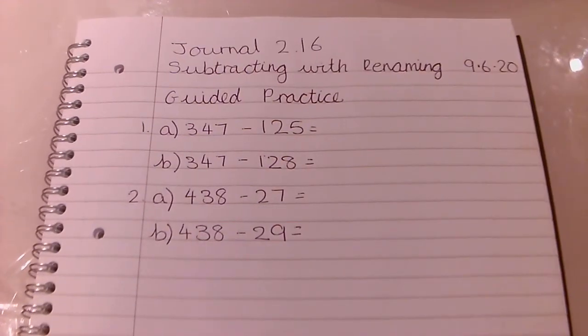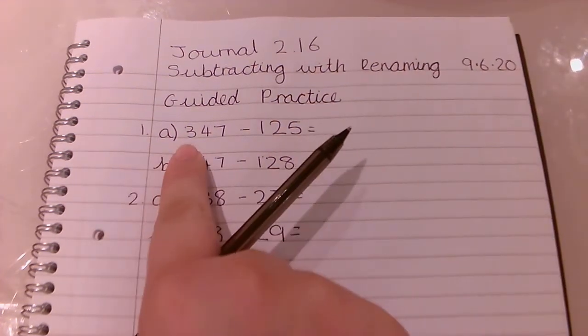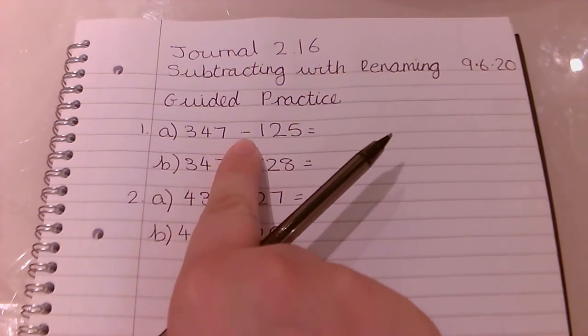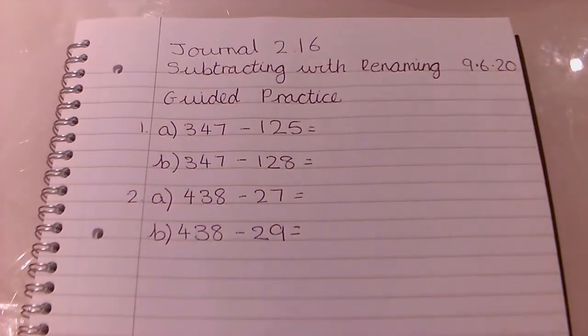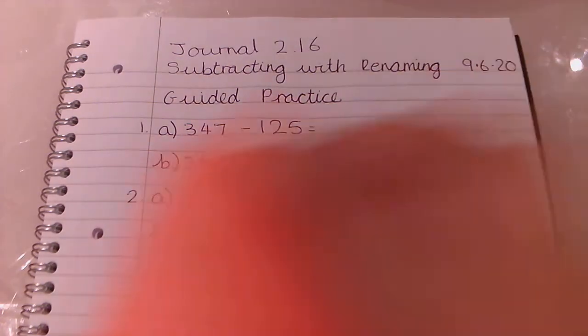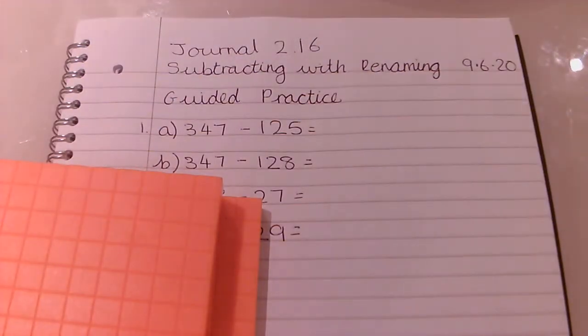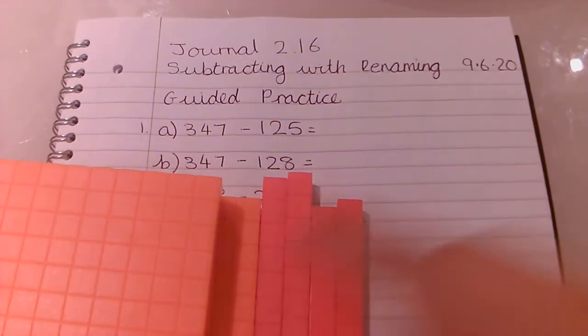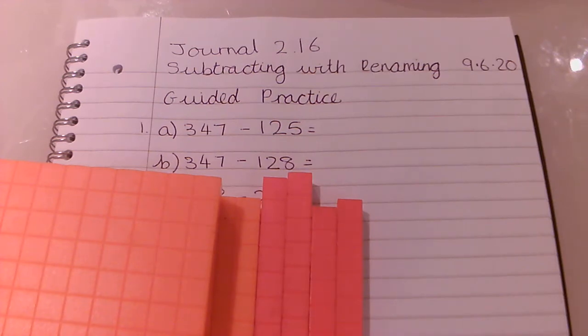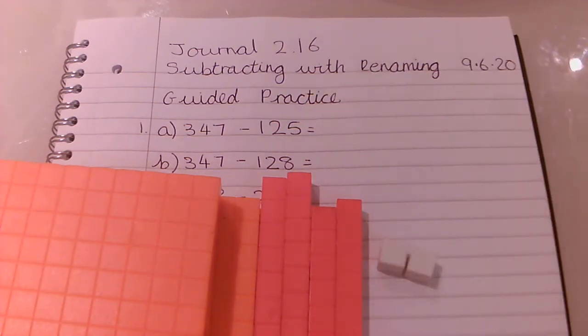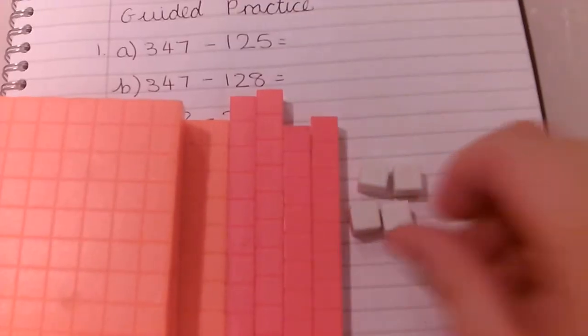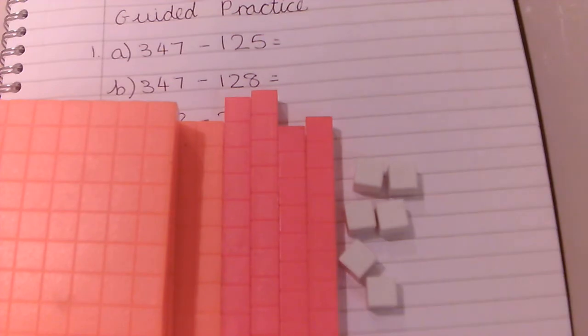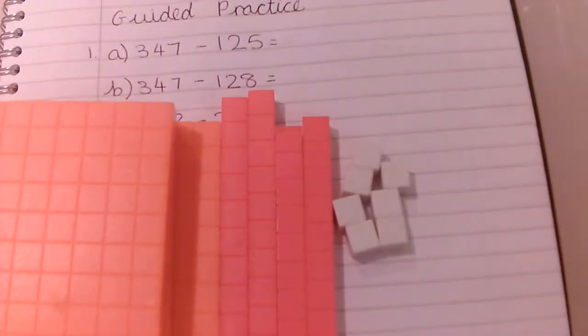I'm going to use base 10 for today just to show you because it might be a little bit easier. So let's look at question 1. We've got 347 take away 125. So let's make that with our base 10. So I've got 300, 4 tens, and 7 ones.